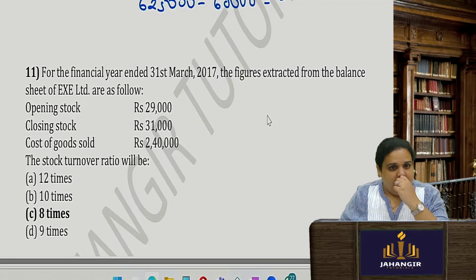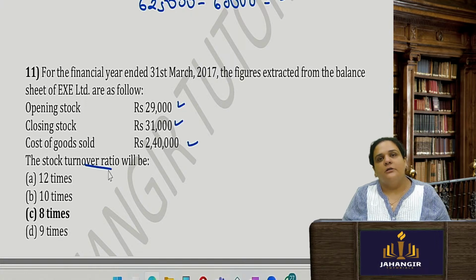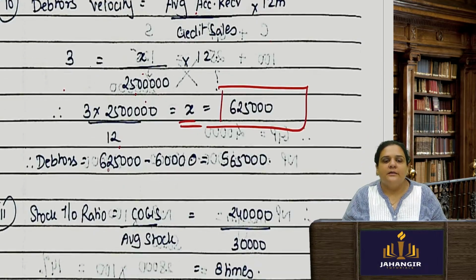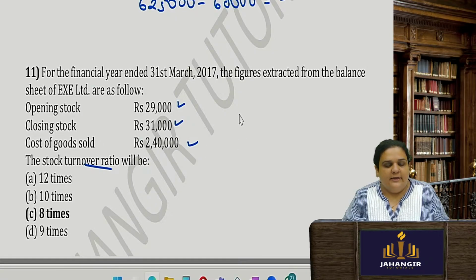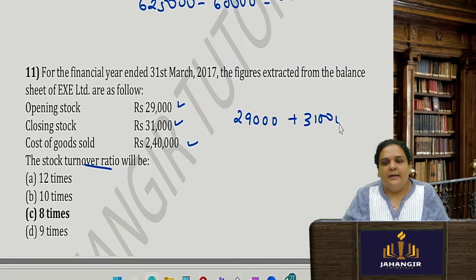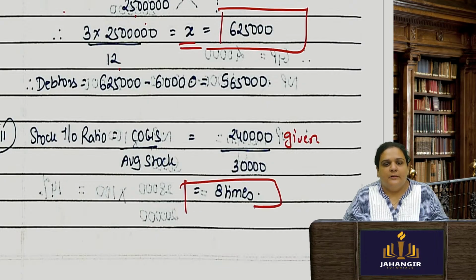Okay. Next, EXE Limited, 31st March 2017. Opening stock is given, closing stock, cost of goods sold, stock turnover ratio. What is stock turnover ratio? COGS upon average stock. Average stock I can take from opening plus closing divided by 2. That will be 30,000. COGS is given, 8 times. So simple.